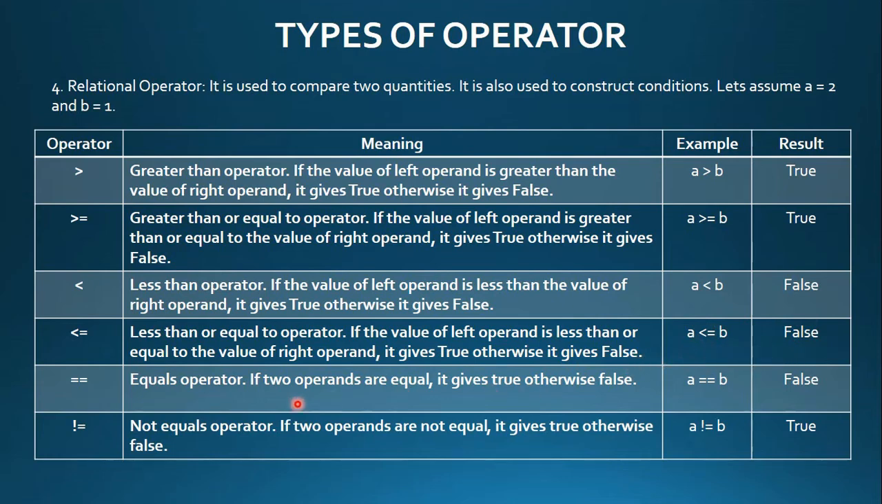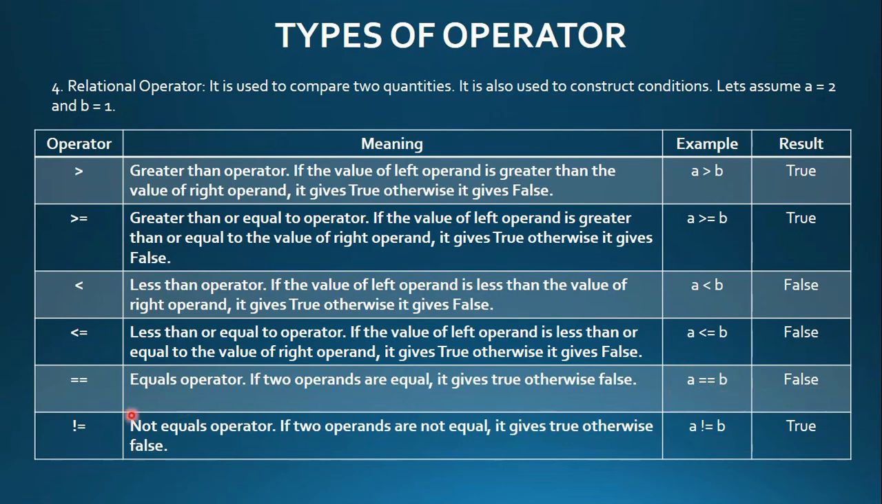Okay. Now the next operator is equals operator. Equals operator, if two operands are equal, then only it gives true, otherwise it gives false. Here 1 equals to 2? No. Then what will be the result? The result will be false. It will be true when both the value of A and B are the same.